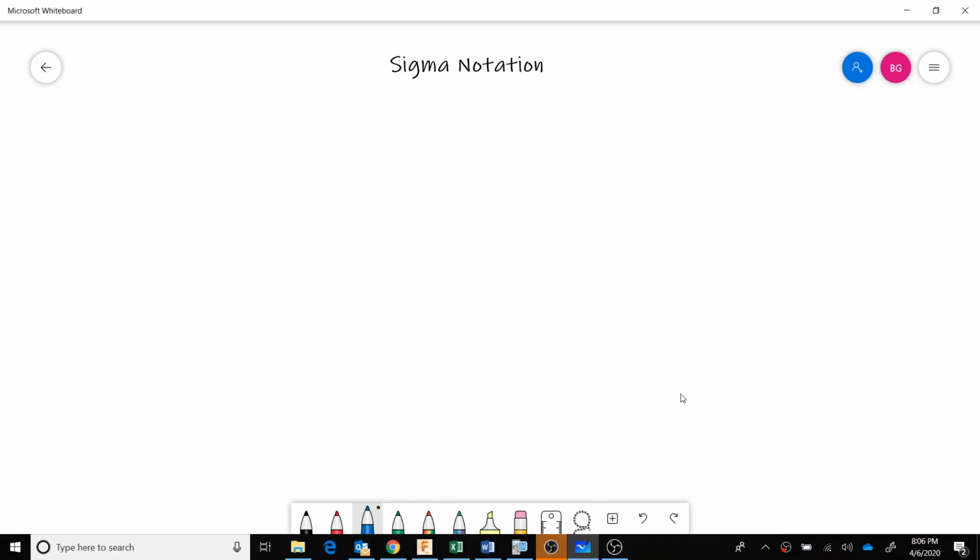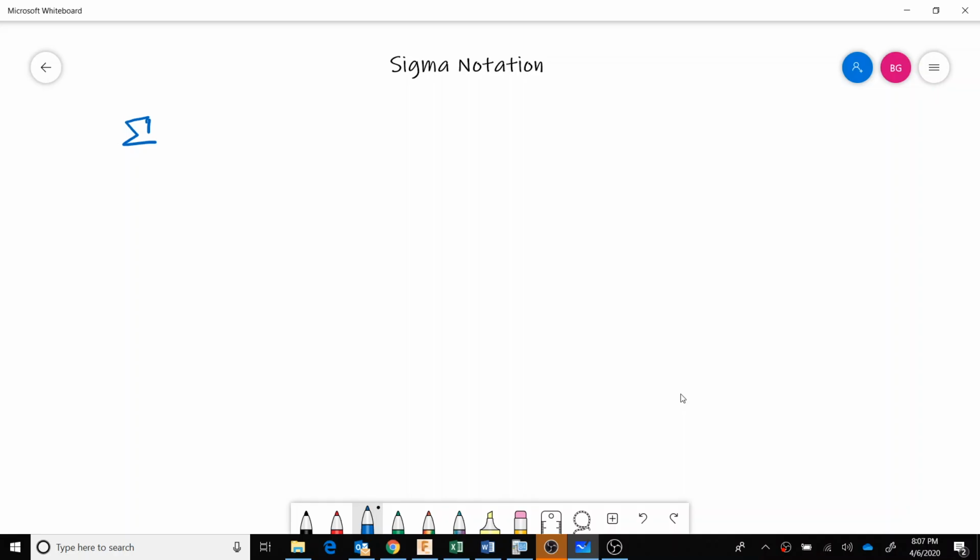Today we're going to talk about sigma notation. So you might know the Greek letter sigma. What that basically means is that we're going to do a summation. So if I write some sigma notation, it looks like this, and I say, all right, I equals 1 up to 6 with an I out here.